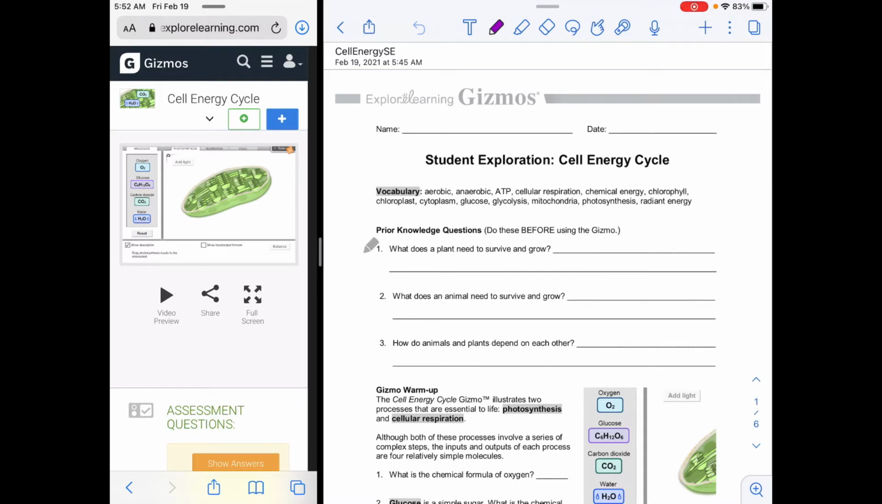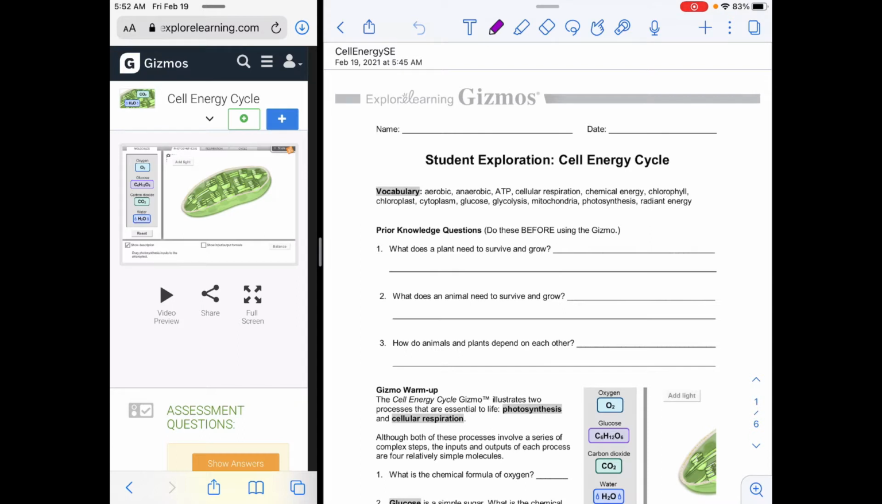And these are prior knowledge questions. So if you need to guess, then guess. It's okay. The second question, what does an animal need to survive and grow? Use what you already know, what we've learned in science this year, what you've learned in elementary and 6th grade science. Maybe you've been to a nature center for some programming. If you went to Riverbend, just think back on what you know to answer these questions.